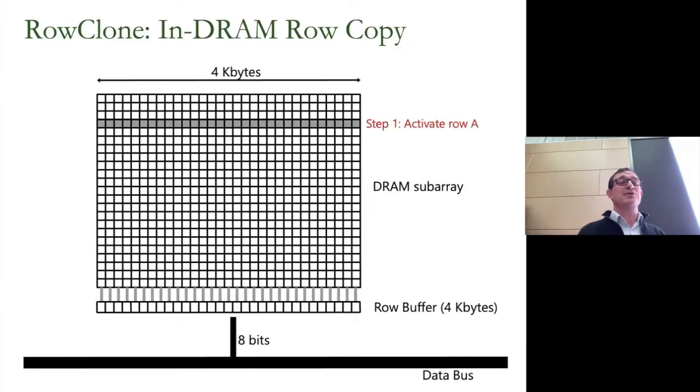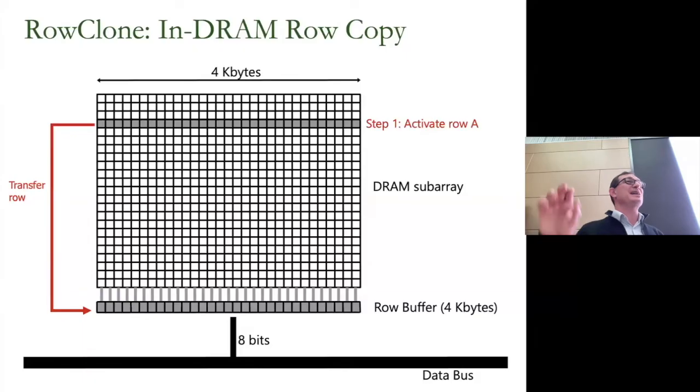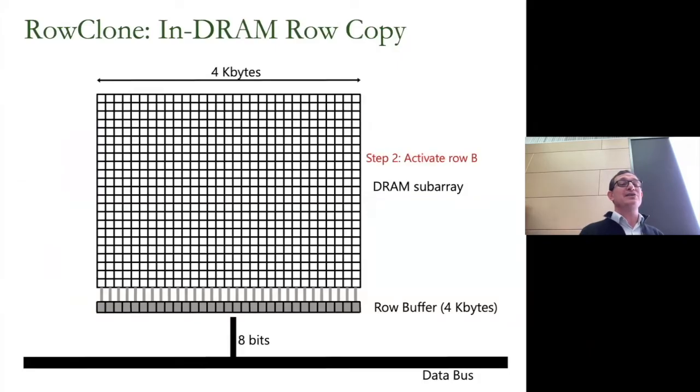You first activate the first row, which brings the data into the row buffer. Row buffers are sense amplifiers. Essentially, now they amplify the data. The data is strong in the row buffer. The next step we add is to activate the destination row, which concurrently deactivates the source row and connects the sense amplifiers to the row buffer.